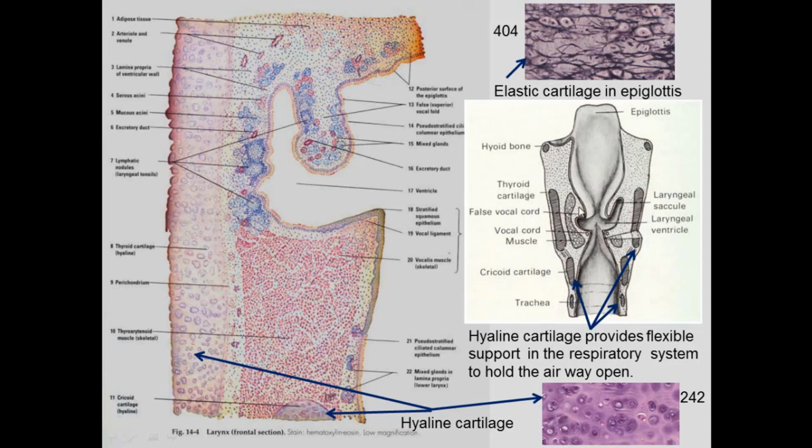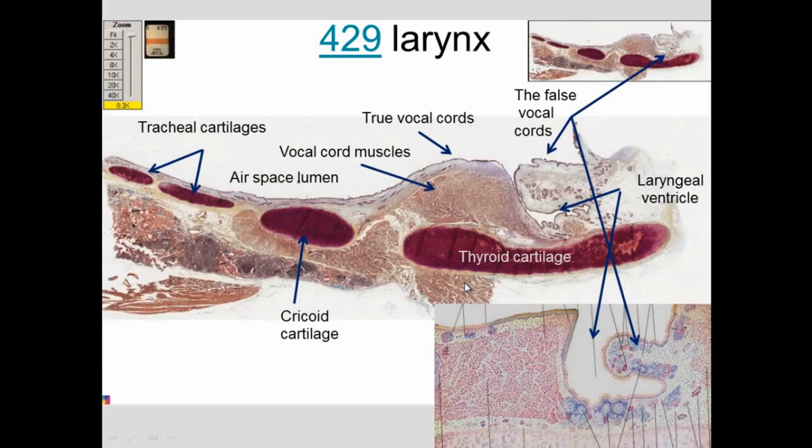You come on down, this is the false vocal cords and the true vocal cords, and through here, what happens in the sound is the vocal cords are closed when you're talking, air blowing through there vibrates them, and that's what makes the sound. But you see the hyaline cartilage located here, here, and here, as opposed to elastic cartilage up there in the epiglottis.